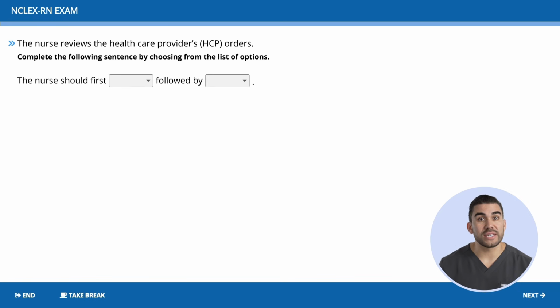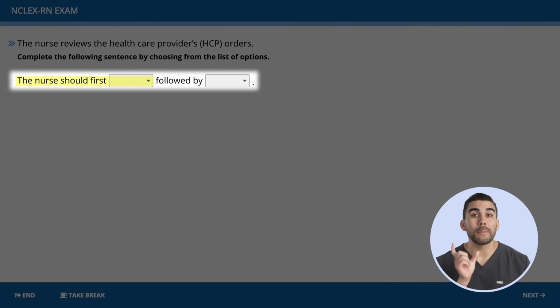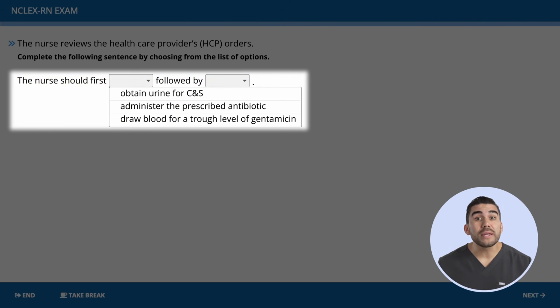So now for the question itself. The nurse must first blank, followed by blank. All right, so think about safety here. The nurse must first, is it going to be obtain urine for culture and sensitivity? Well, yes, we have to take cultures first, because if we give antibiotics before collecting the specimen, well then it can skew the results.